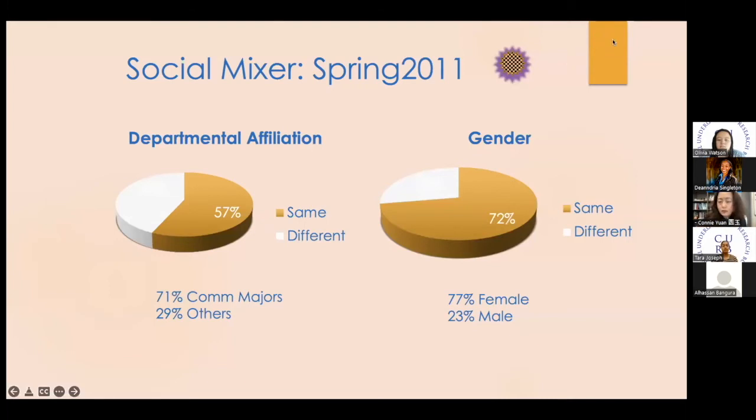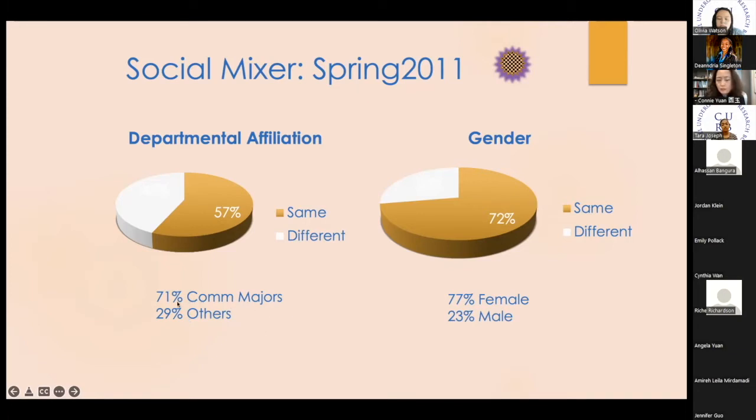So this is the same data I plotted by departmental affiliation, because it's a communication class. Same means people from the same major. The white one means people from different majors that interacted during the social mixer session. And here's the gender: same gender, 72%, and 23% cross-gender communication. But what's interesting is the baseline. The baseline is roughly the same. The class is 71% communication major, roughly 70% female. So the majority is female, majority communication major. And then 29% other majors, 23% male.